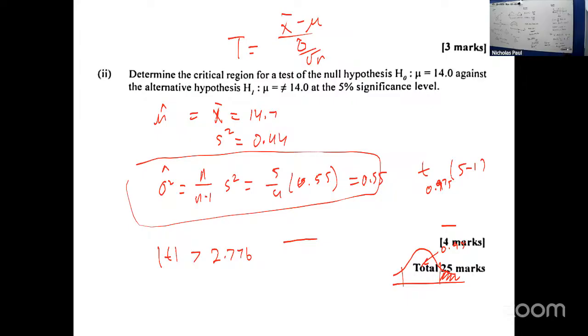What did you get for the test value? 2.11. So do we reject? No, right? We don't reject. Right, I like to use this version or the modulus version. It's easier to see the rejection, right?